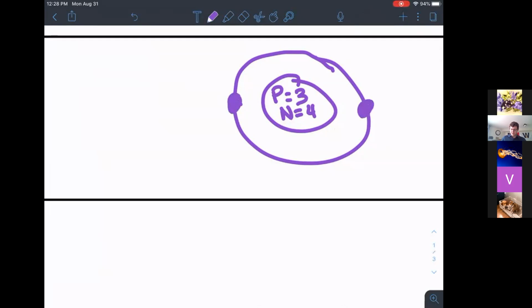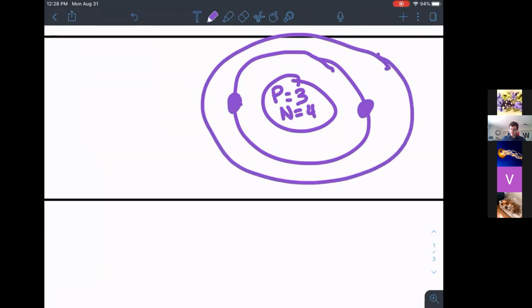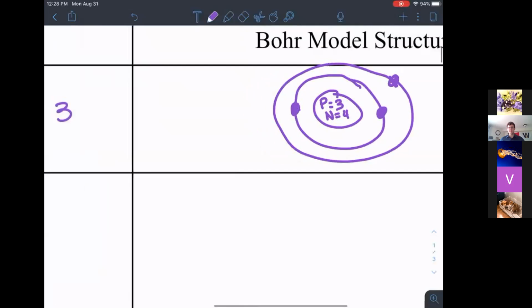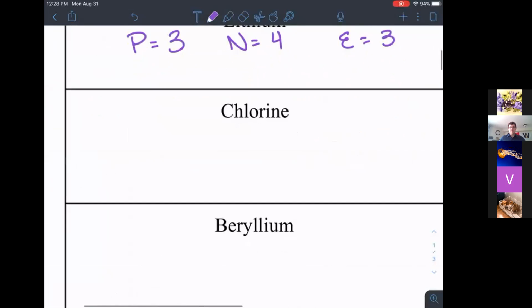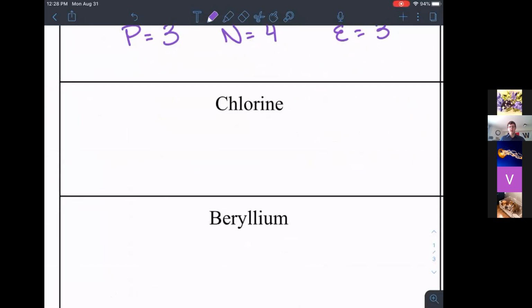And our electrons are just little dots. And our third electron is going to go in the next orbital. So then we draw our entire lithium atom, and then we're good. The next one was where it got a little trickier for a lot of people.